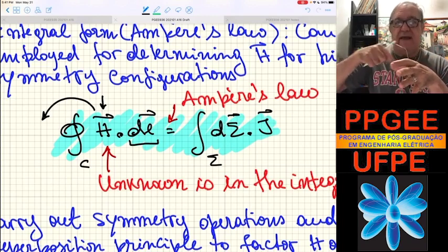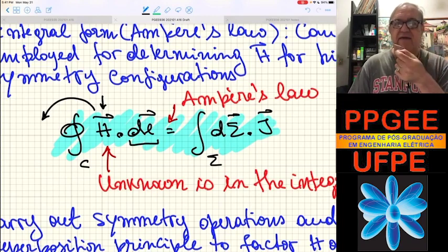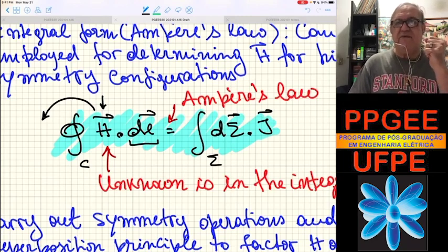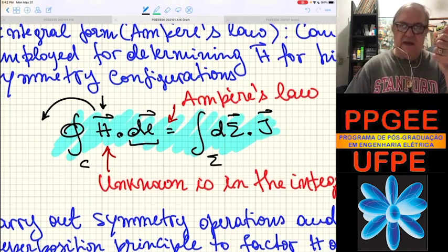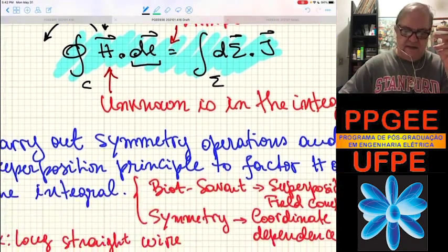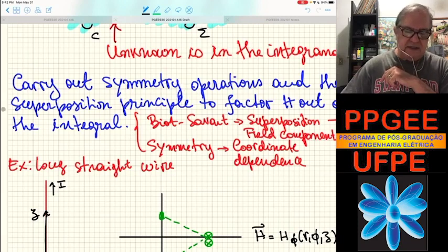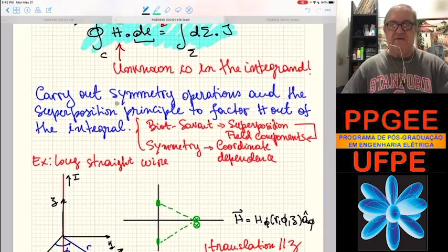For instance, I can remove H from the integral if H projected along the tangent to the segment is constant. If we know that. So we have to have some information prior to removing H from the integral. We have to be able to, by symmetry operations, and using the superposition principle, factor H out of the integral.